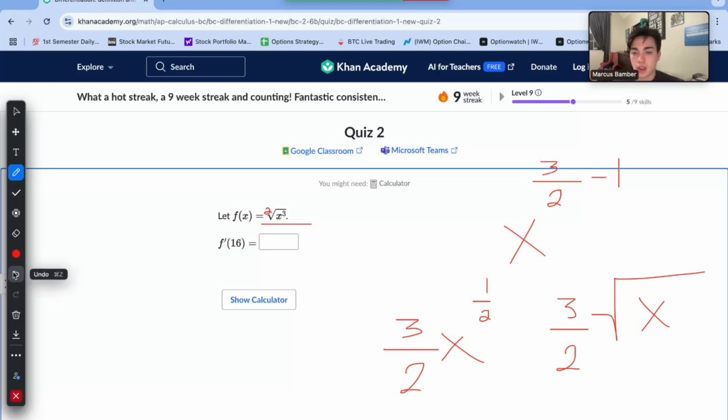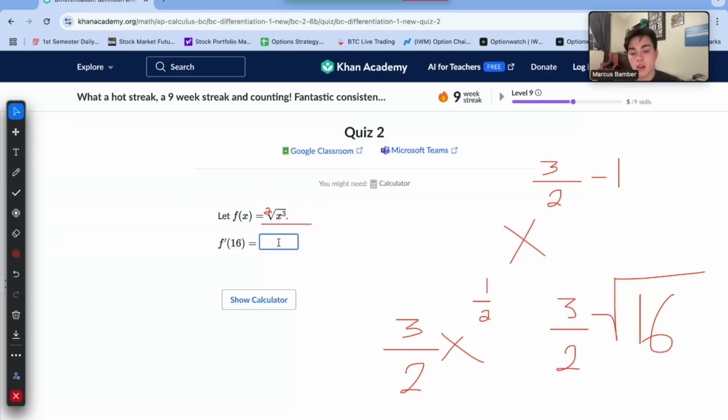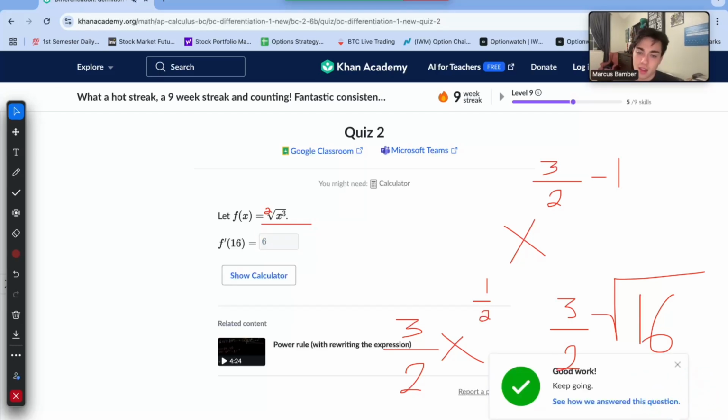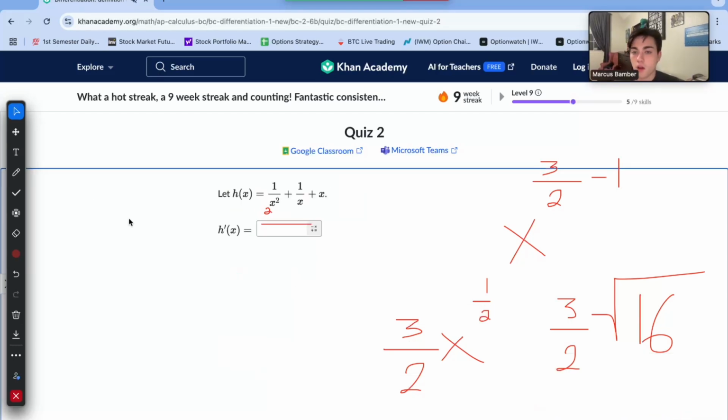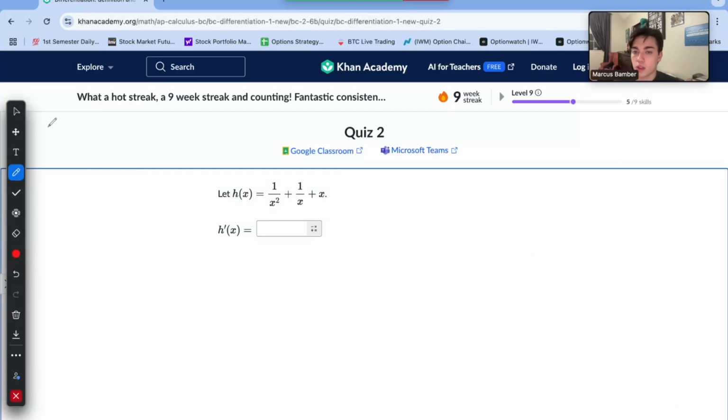We're going to substitute in 16 now. And the square root of 16 is equal to 4. 4 times 3 over 2 is equal to 6. So the derivative of f of x at x is equal to 16 is 6. And remember, derivatives always stand for slope. Okay, multiple steps here. I recommend we just take it one step at a time.